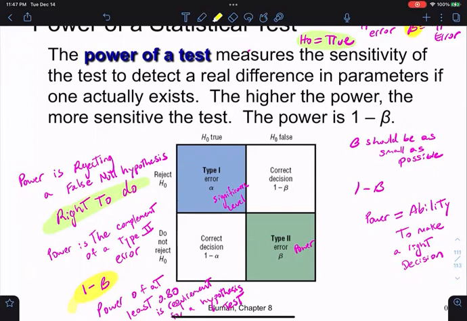Okay, so type 1 error means reject when it's true, and type 2 error means fail to reject when it's false. In the other two cases, you're making the right decision. Don't accept the null, because we don't accept nulls. We just say fail to reject.